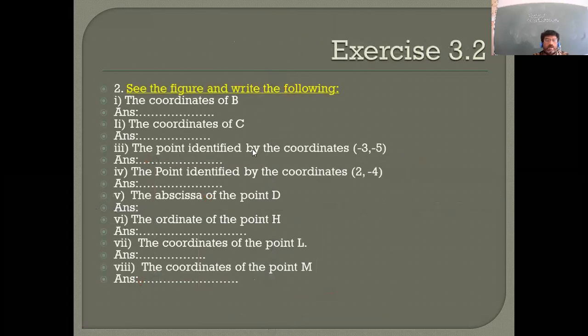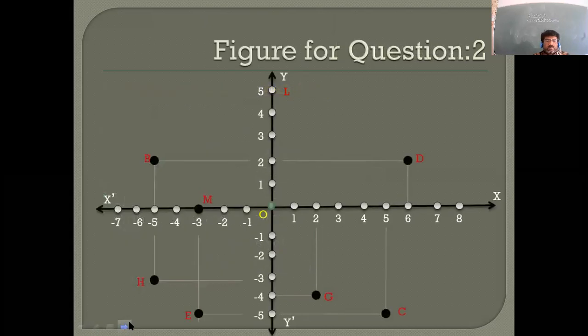Next, the point identified by the coordinates minus 3 comma minus 5. Where is minus 3 comma minus 5? See x minus 3, y minus 5, identified by the point. What is the name of this point? The point name is E. You have to write the answer as E only.